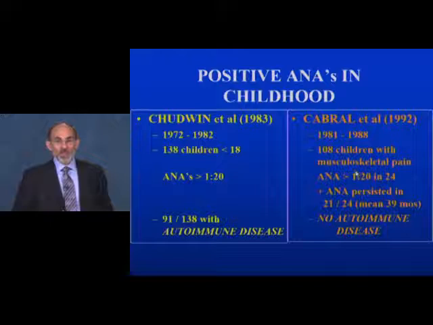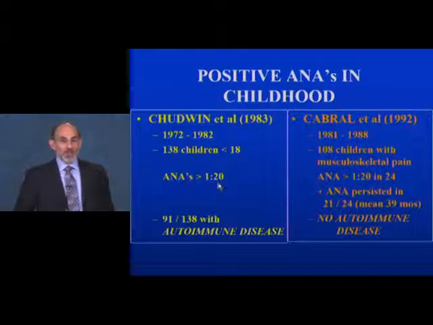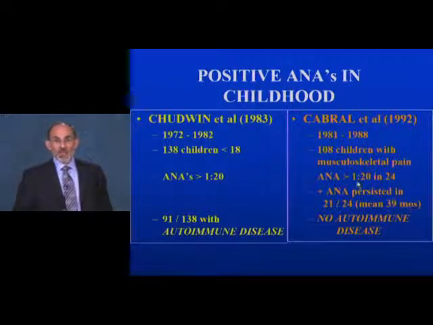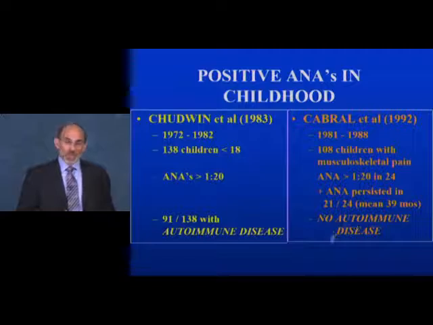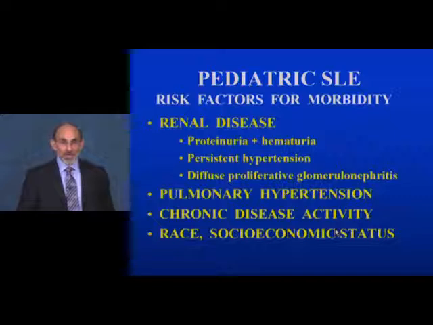And that's borne out by these two conflicting studies. One of them looked at children with an ANA greater than 1 to 20, and the large majority, about 3/4, had autoimmune diseases in this study from 1983. Then a pediatric rheumatologist looked in 1992 in Canada, and the result was precisely the opposite, that with a titer of 1 to 20 in 24 patients, none had autoimmune disease. So as with most of these dueling studies, the answer is somewhere in the middle, but the take-home is that we can't rely on just ANAs for diagnosis.